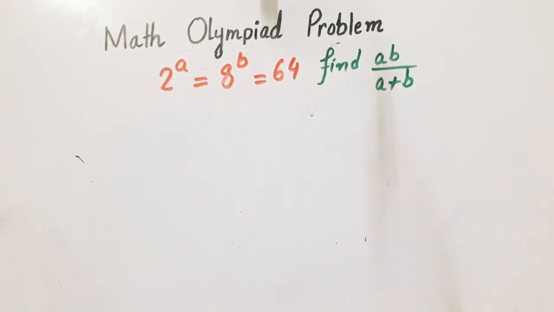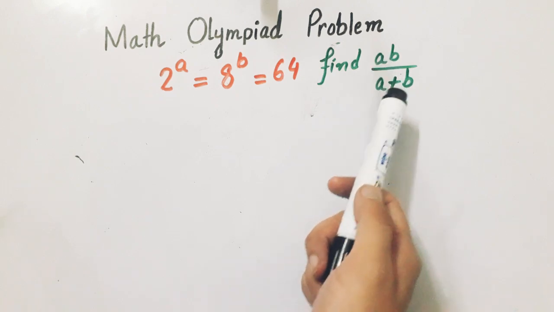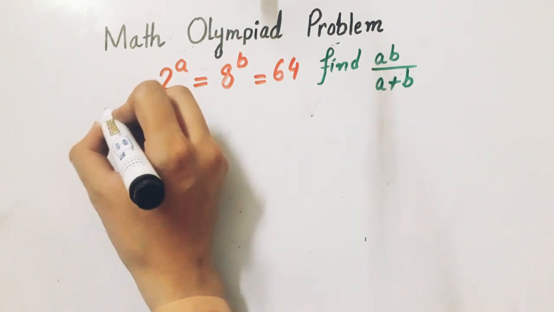Today's question looks tricky, but wait, we will solve this in a way that is very easy and quick. The question is: 2 raised to power a is equal to 8 raised to power b is equal to 64, and you have to find the value of ab by a plus b. So we will solve this question.